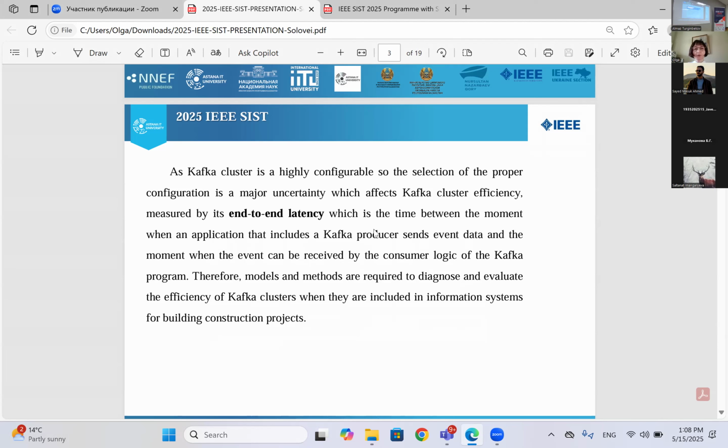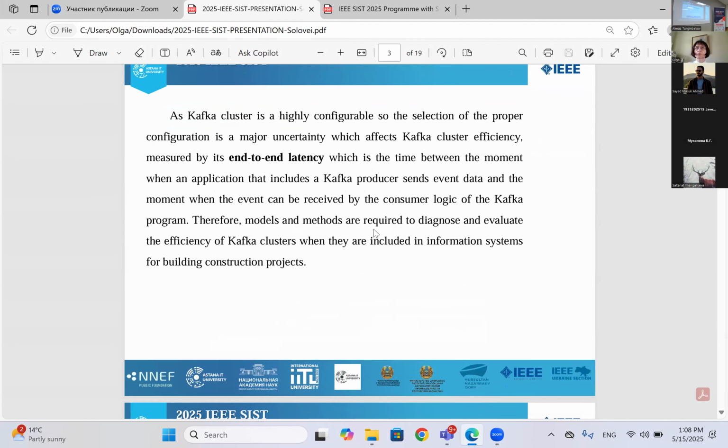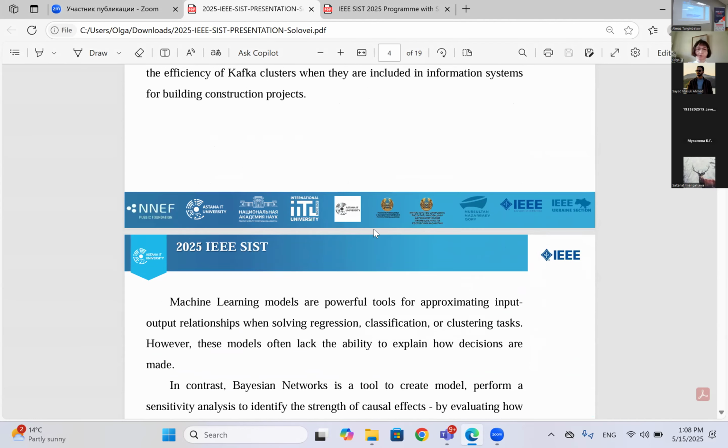affects Kafka cluster efficiency. This efficiency is measured by end-to-end latency, which is the period of time from the moment when the producer sends event data to the server until the consumer is able to fetch this data. Therefore, models and methods are required to diagnose and evaluate the efficiency of a Kafka cluster when it is included in the information system for building and construction projects.